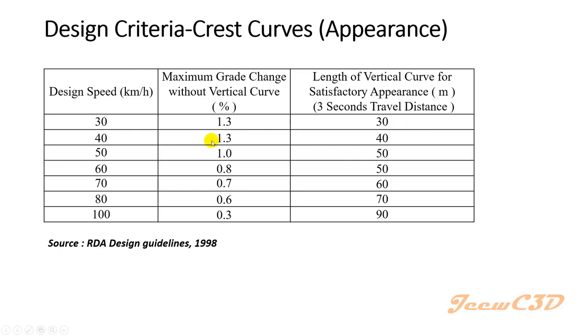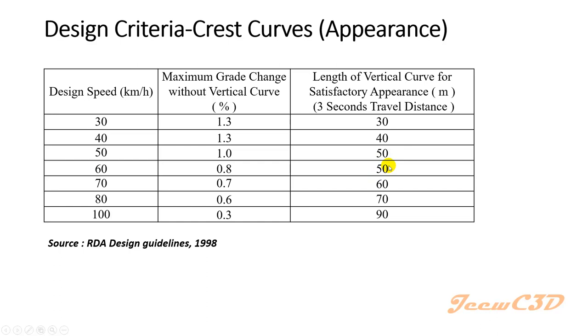Again for 40, it should be 40. For the appearance criteria, this can be used in sag curves also, because this appearance criteria would cater for crest and sag both, but it is defined for crest curves. For a design speed of 30, you have a 30 meter length of vertical curve. For a design speed of 60, you have to have a 50 meter length.